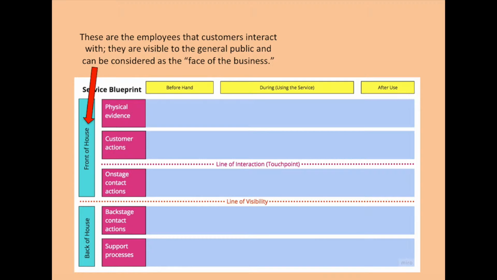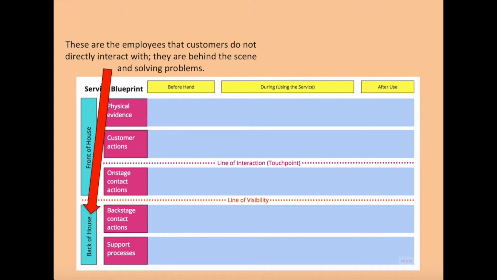Front of house, these are the employees that customers interact with. They are visible to the general public and can be considered as the face-to-face business. Back of house, these are the employees that customers do not directly interact with. They are behind the scenes and solving problems.